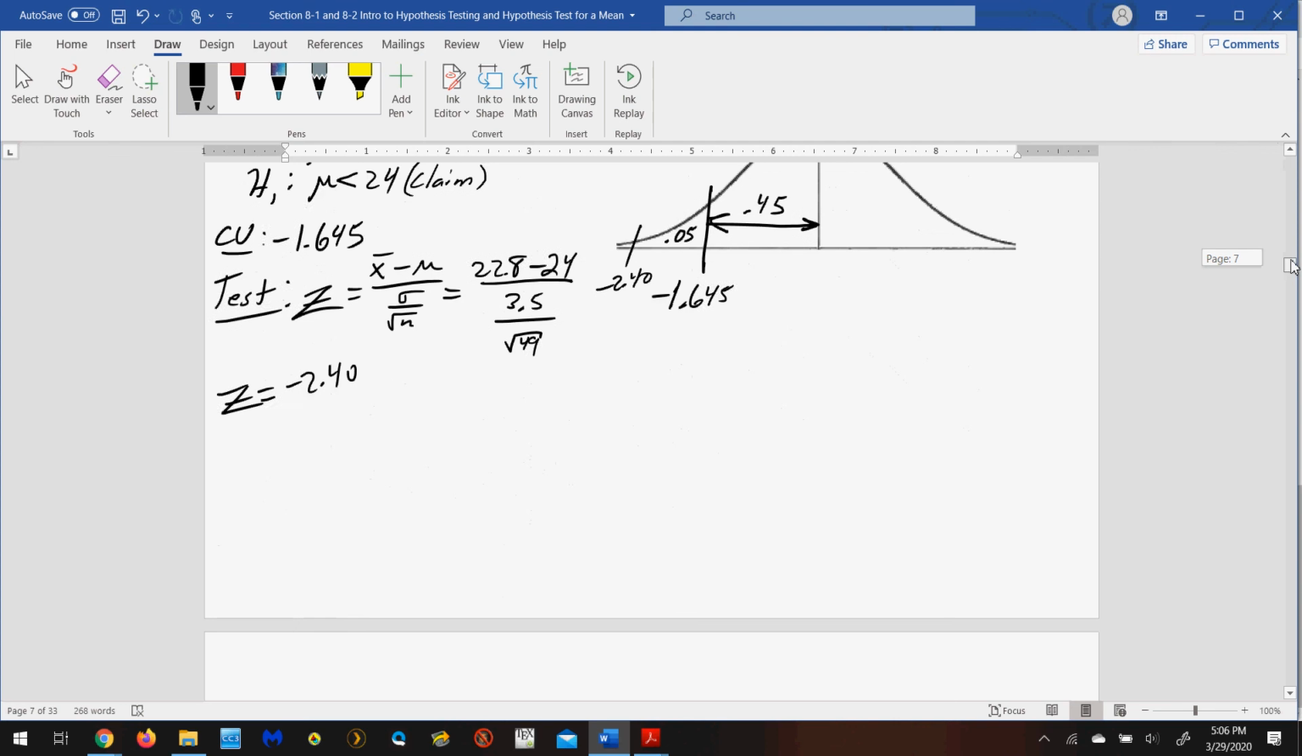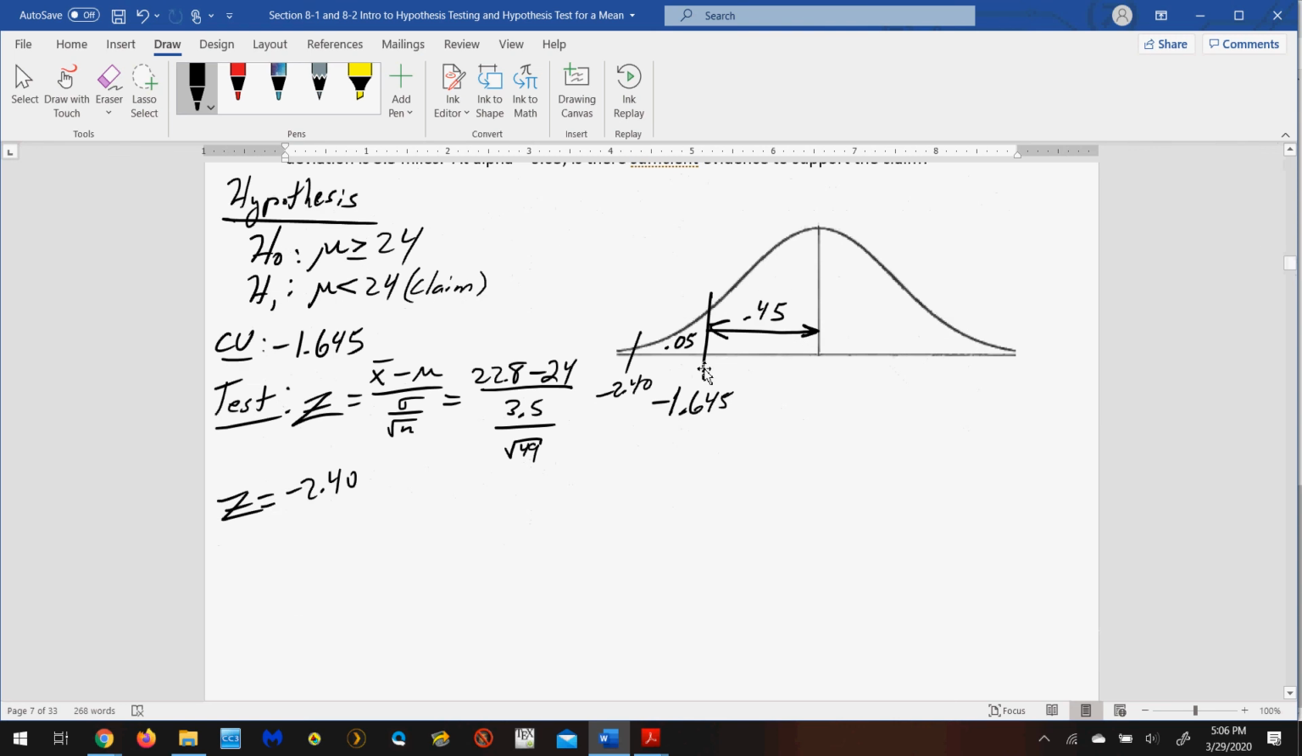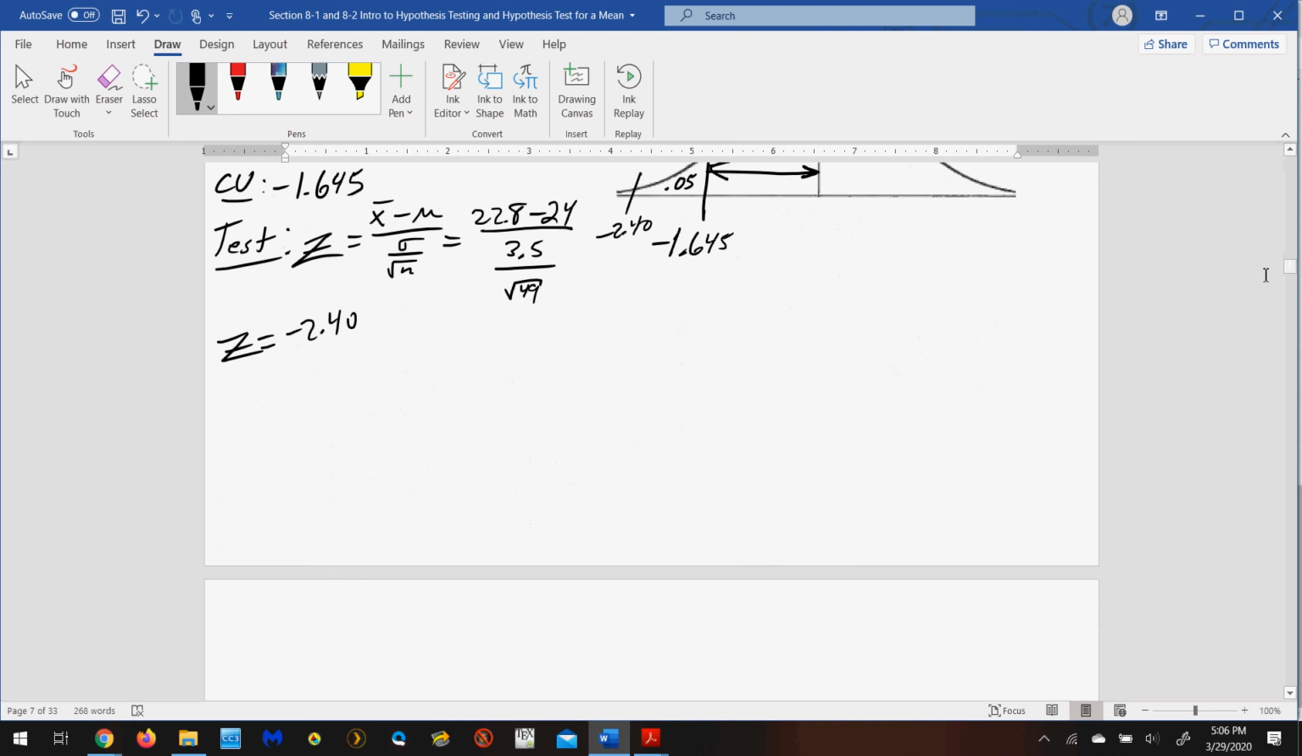So is that inside or outside of the tail? This is inside of the tail, which gives me my decision. My decision, if the critical value is inside the tail, is to reject null hypotheses.